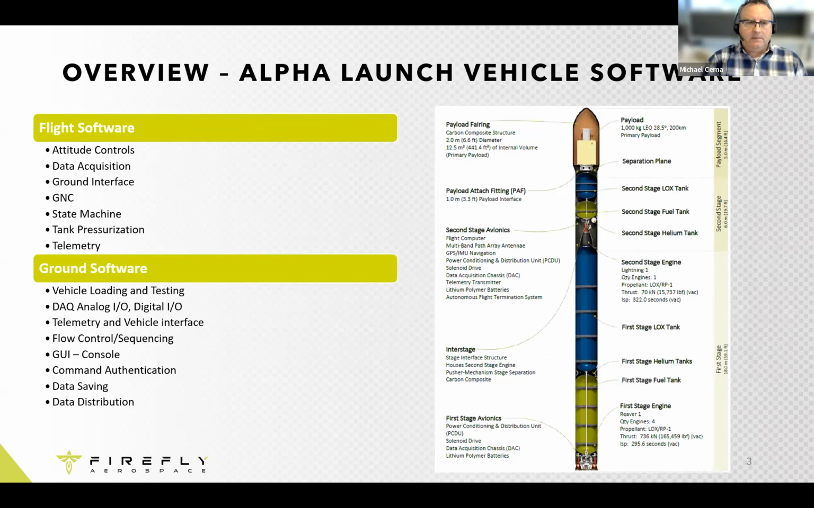To begin, this is all about ground software. You guys being flight software pros, the list on the left is pretty common, and I work closely with the flight software team, of course. Ground software is essentially everything not running on the rocket, and yet dealing with the measurement aspects of what it takes to test and launch a rocket, including a lot of data acquisition, IO, digital IO, telemetry and vehicle interfacing, lots of GUI work, controlling, commanding, command authentication, and of course, data saving and data distribution.